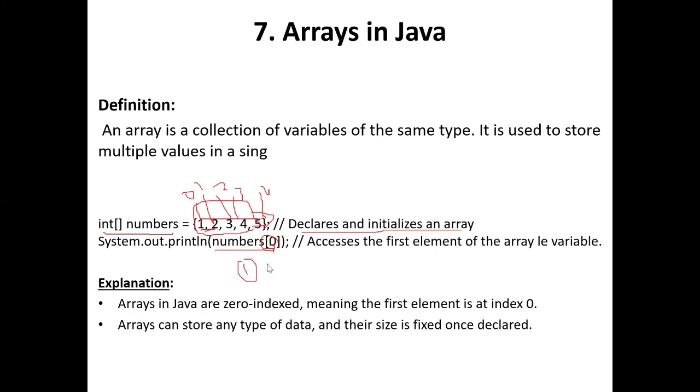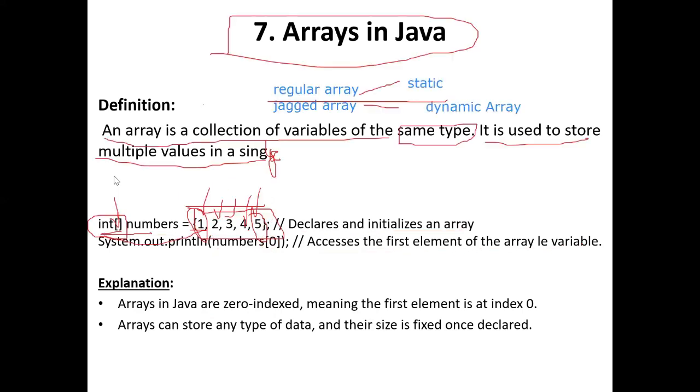We will check it in our code in Eclipse. See here, accessing the first element of the array variable. So what happened in the explanation? I told you arrays in Java are zero-indexed, meaning the first element is at index zero. An array can store a type of data and the size should be fixed once. I told you before it is a fixed size.